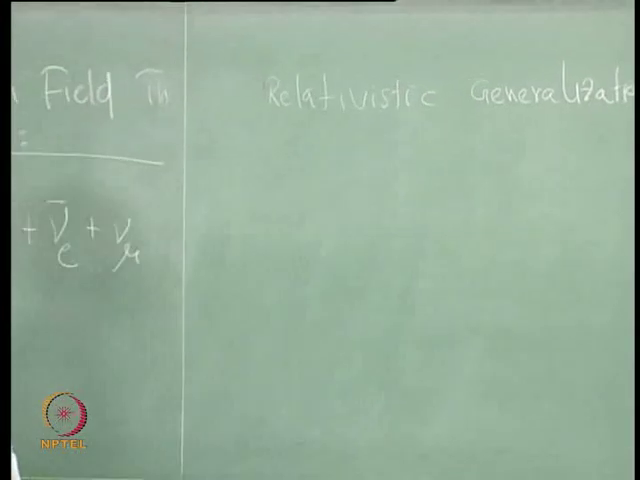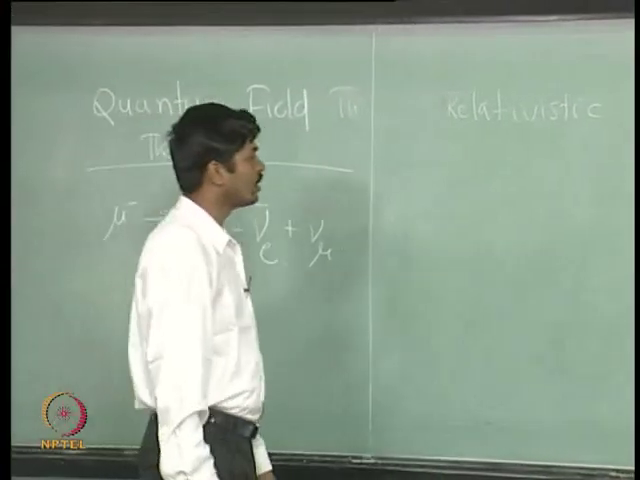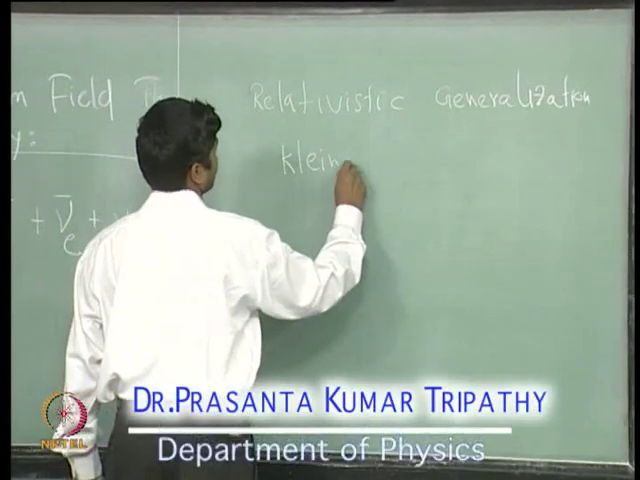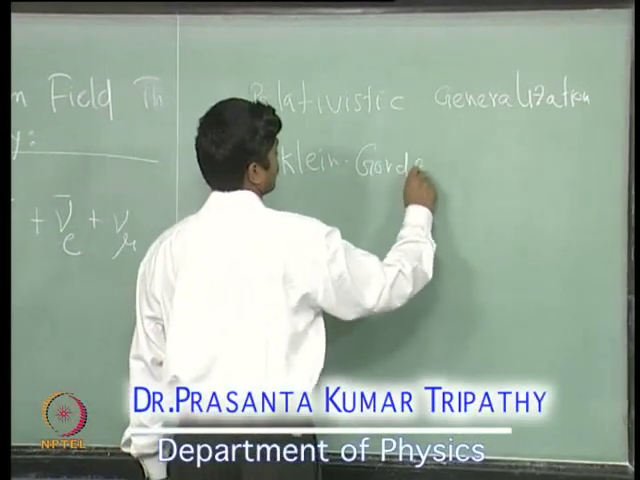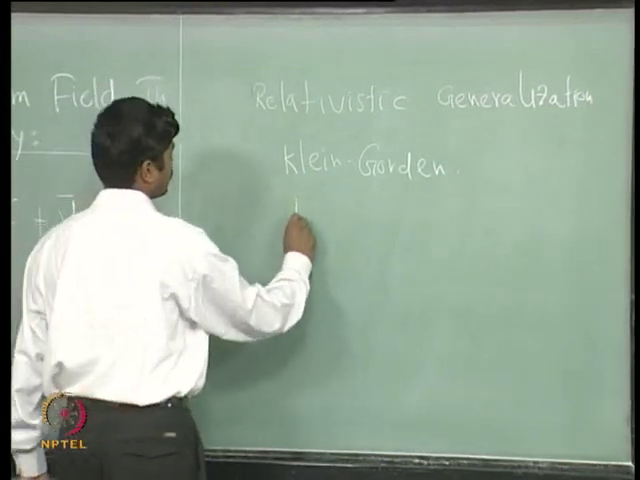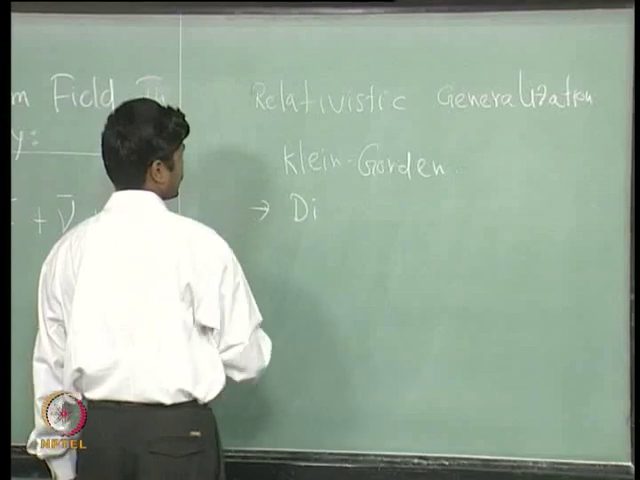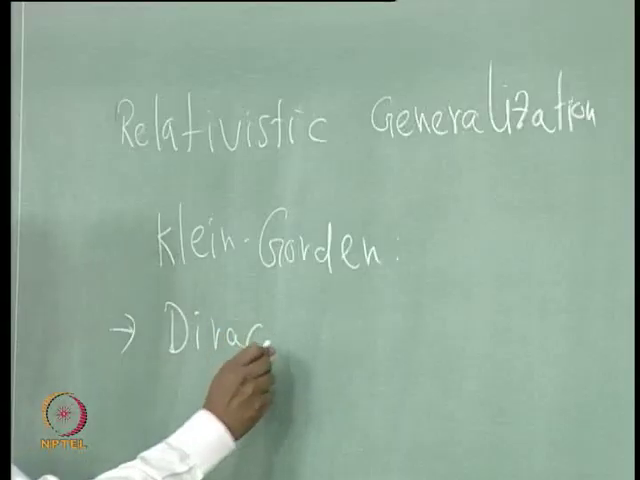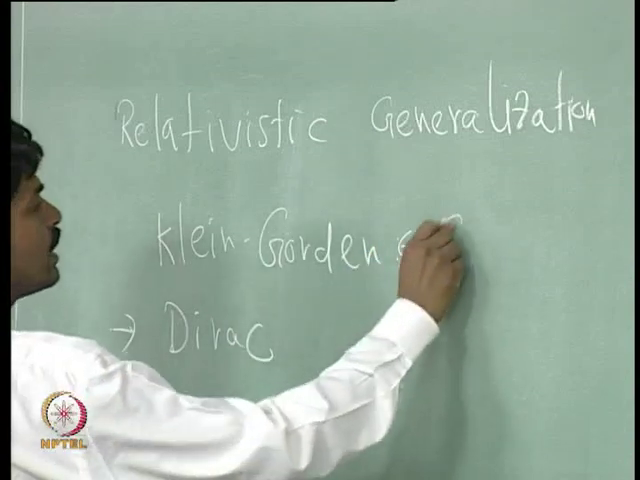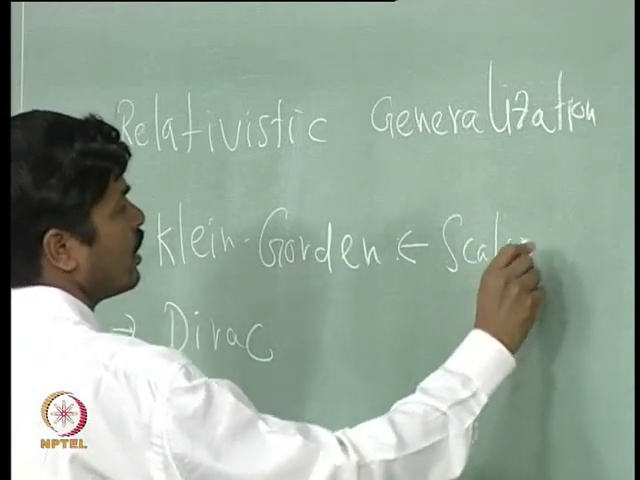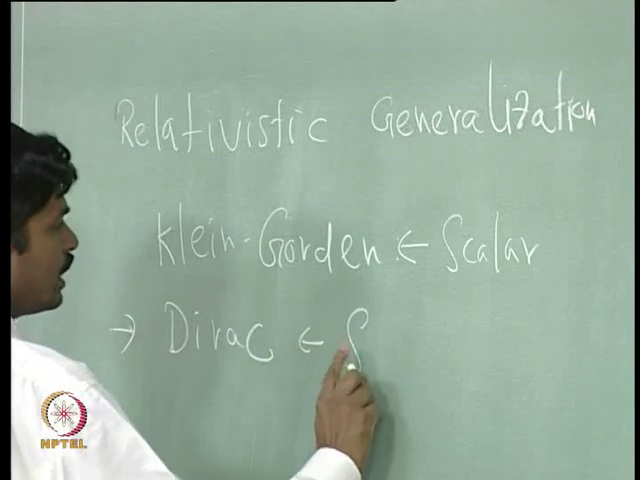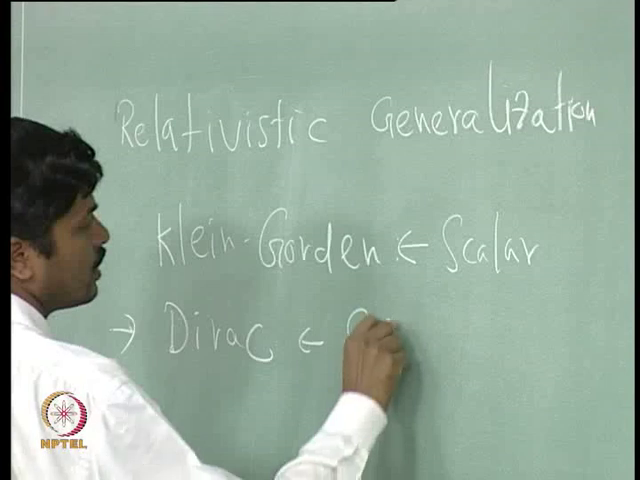of the Schrodinger equation. Klein and Gordon have already done that. And Dirac also has a relativistic generalization. Klein and Gordon generalized it for a scalar field, and Dirac generalized it for a spinor.